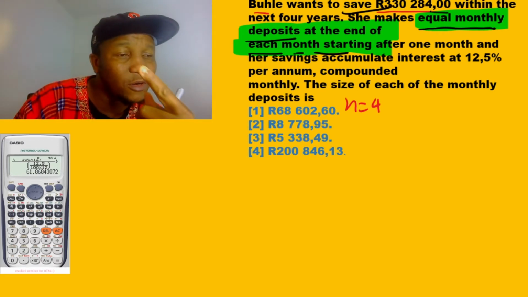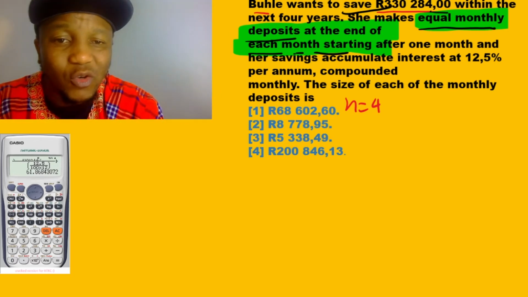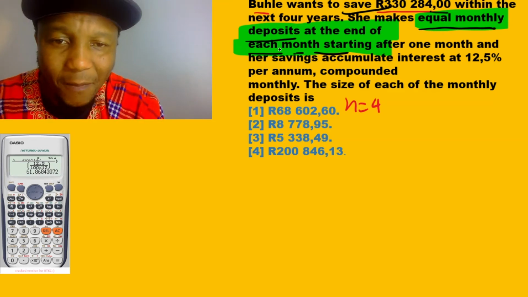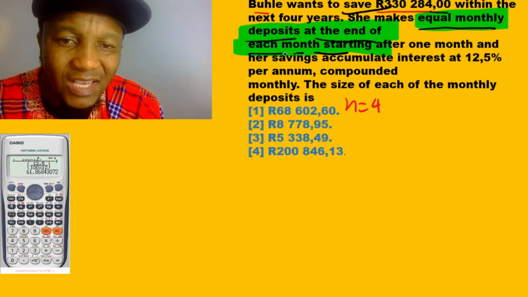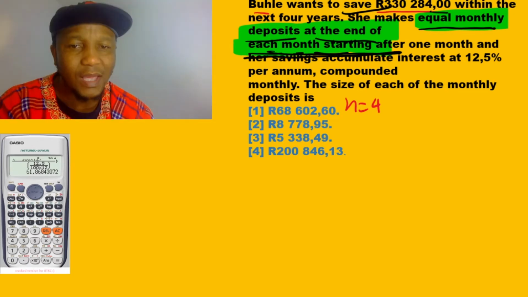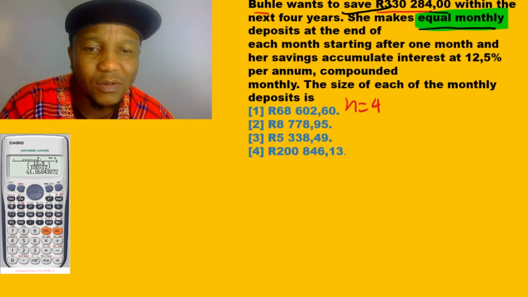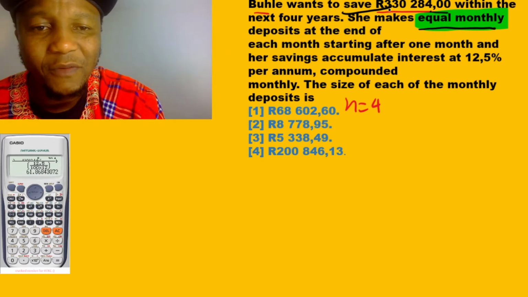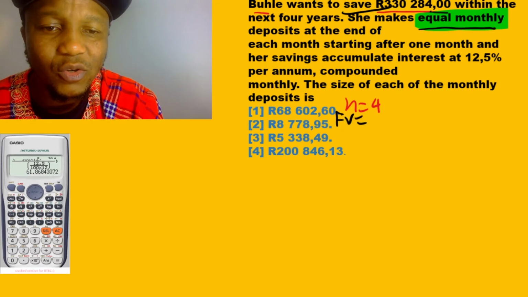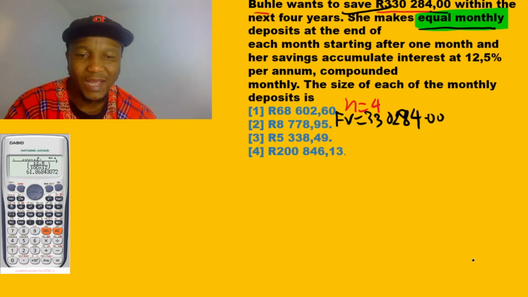So I'm going to apply the future value formula. Another thing that tells me it's a future value formula is that you make equal payments, deposits at the end of each month. Okay, I got it. So for that case, let's write the information. This is the future amount, the amount we have at the end, so the future value is equal to 330284.00.